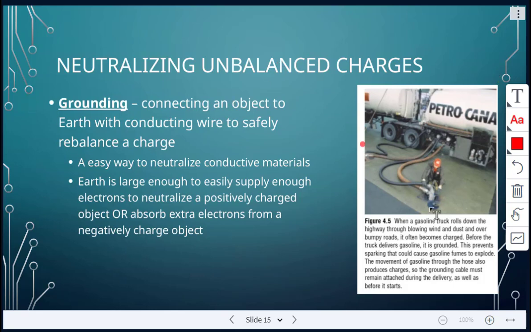In this example, this is a gasoline truck. It's coming down the highway. There's lots of blowing wind and dust, and it's going over bumpy roads, so it'll often become charged. Before the truck can deliver gasoline, it is grounded. Basically, that prevents sparking that could cause those gas fumes to explode. But then that movement of gas through the hose will also produce charges. So that grounding cable is left there as the gas is pumped through the hose.